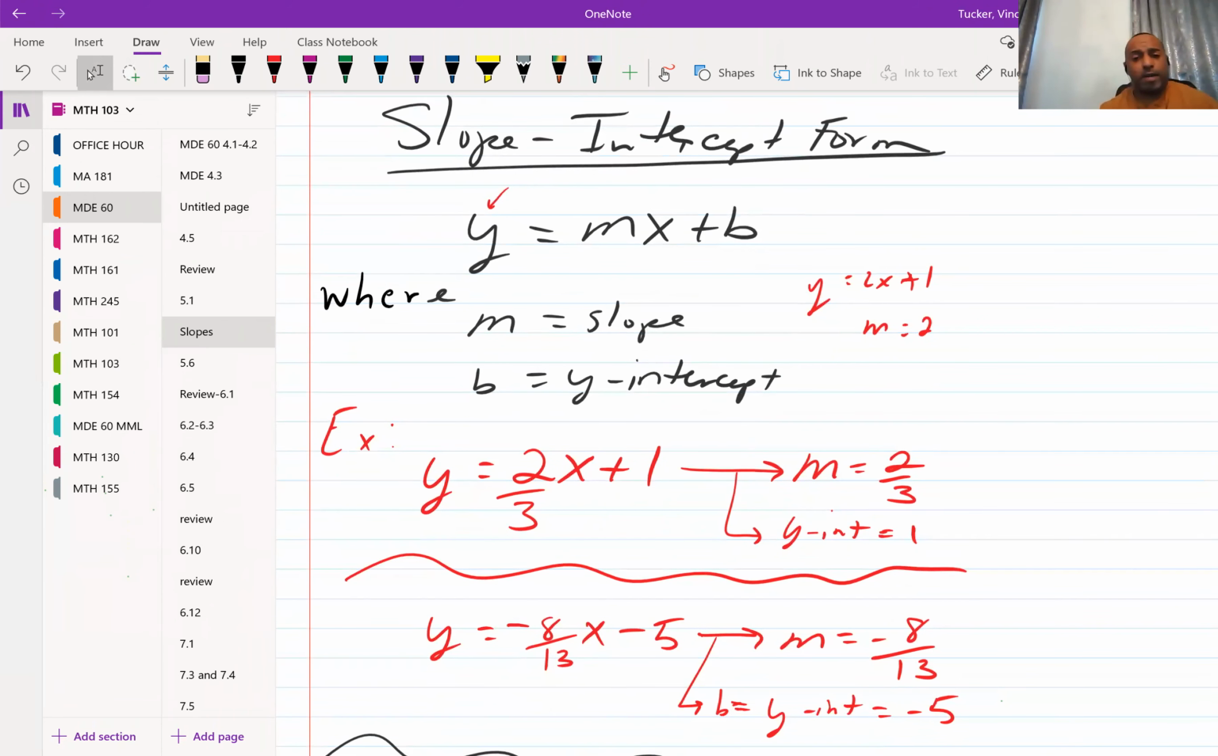So in the red, just a few examples of how we can pick out information from an equation if it's in slope-intercept form. So if our equation is solved for y, once again, and everything on the right is simplified as much as possible, what's sitting in front of x is our slope. So that's why your slope is 2/3, and the other number is your y-intercept. So y-intercept is 1. If our equation is y equal to -8/13 x minus 5, -8/13 is our slope. Y-intercept is -5.